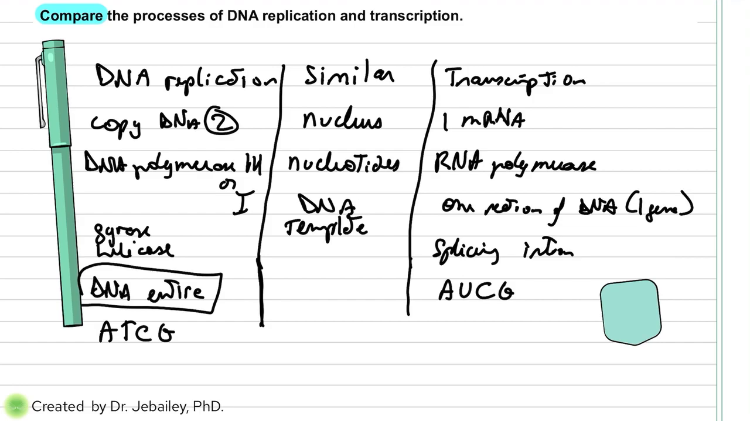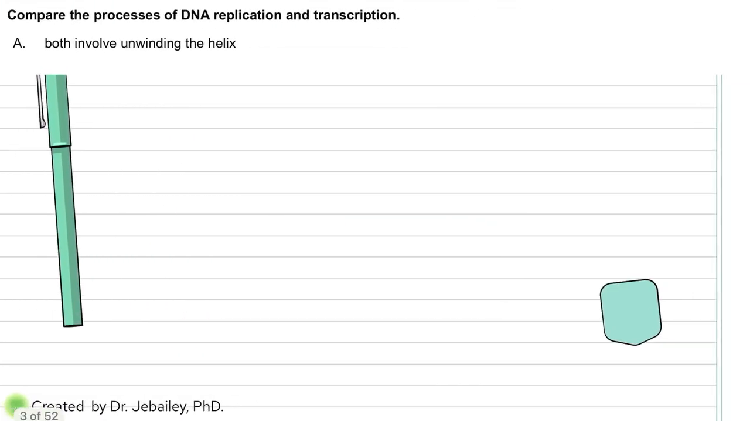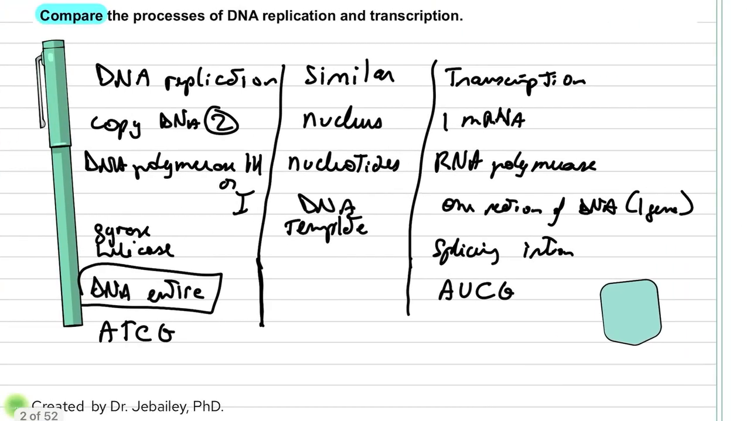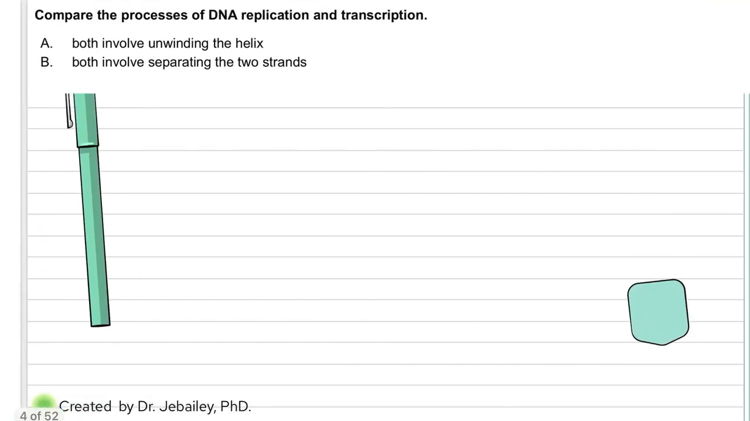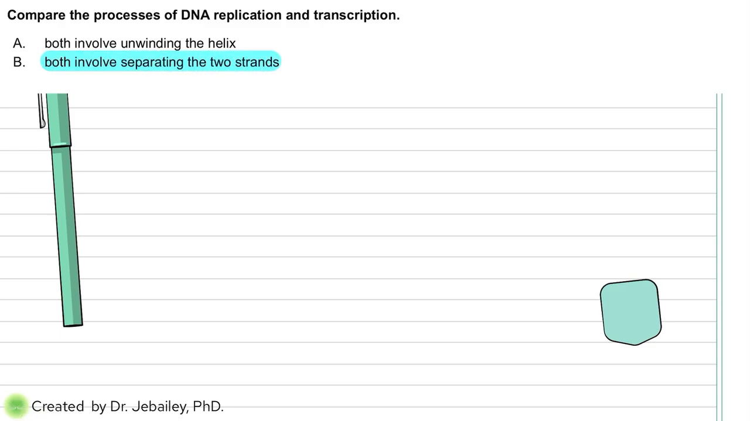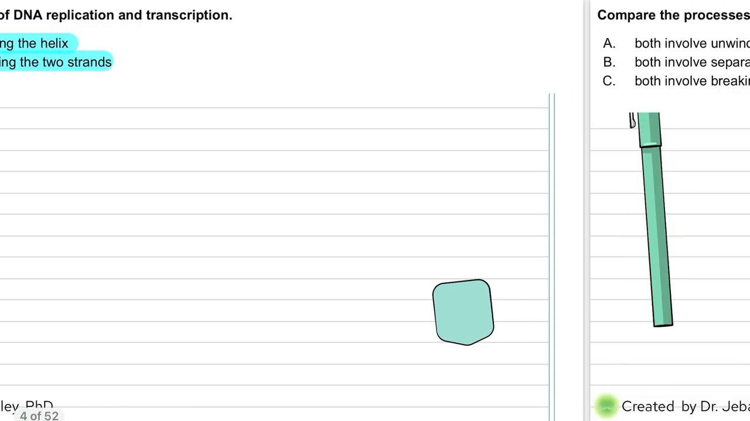So let's look at the mark scheme and see what they have. First, both involve unwinding the helix. Oh, that's something common that I should have here, that it does have the unwinding of the helix. But you've got to be careful because here the helicase does this, but in transcription, it is the RNA polymerase. What else do we have here? Both involve separating 2 strands. So these are just common, obvious things.